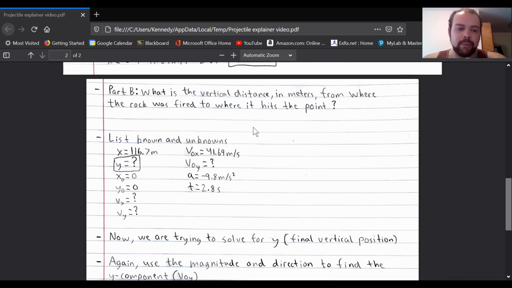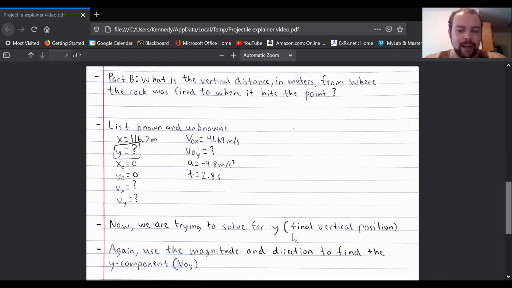Next, in part B, it asks what is the vertical distance in meters from where the rock was fired to where it hits the point. So also, just like last time, you just want to list your knowns and unknowns. So everything's the same except now we know our final horizontal position as well as V naught X, because we just calculated those two. But now we want our final vertical position. And we also don't know V naught Y, which is what we will solve for right now.